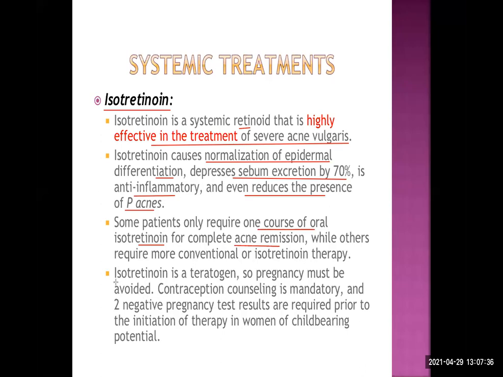One important point you need to note here is that isotretinoin, because it is a vitamin A derivative, is a teratogenic drug. So pregnancy must be avoided when somebody is taking this drug, or pregnancy should be ruled out before you start it. In any girls or women, if you are giving this drug, then a urine pregnancy test has to be done just to make sure that she is not pregnant. Only taking history is not enough. Contraception counseling is mandatory, and two negative pregnancy test results are required prior to the initiation of therapy in women of childbearing potential. If I prescribe this drug and the lady is pregnant and I forget to do the pregnancy test, this is known as criminal negligence. Criminal negligence, and it is taken very seriously.